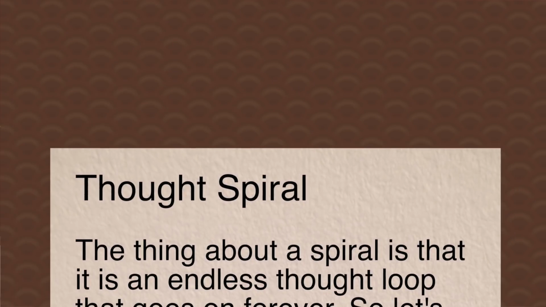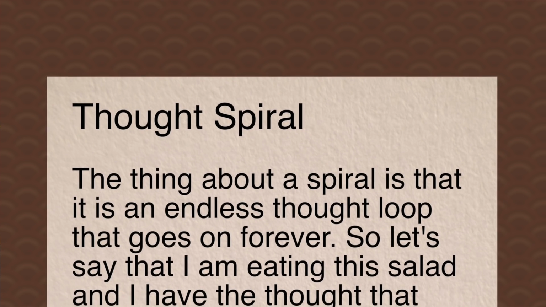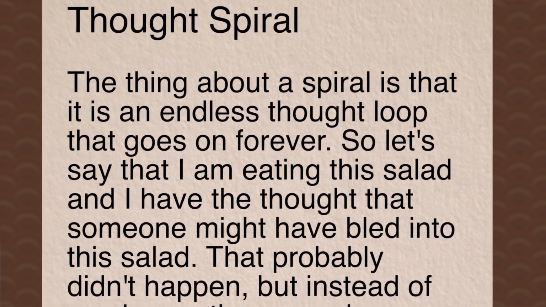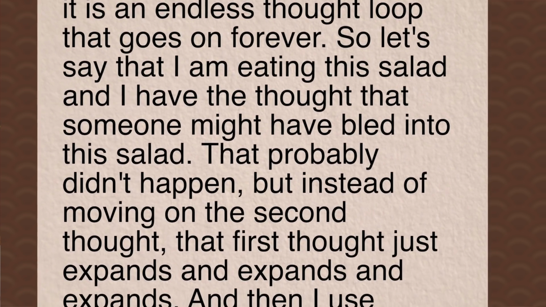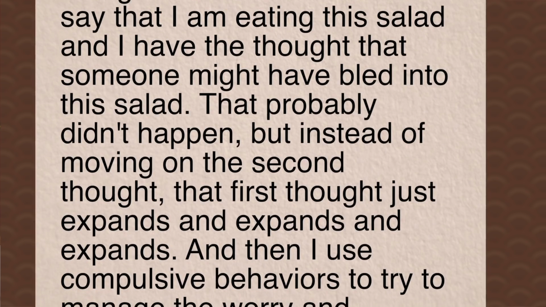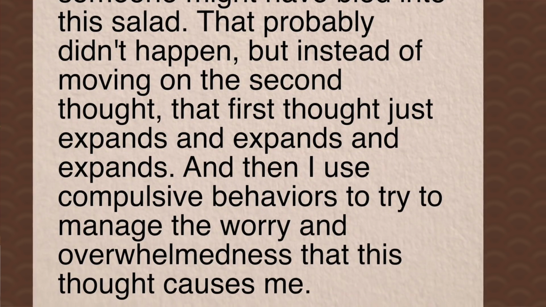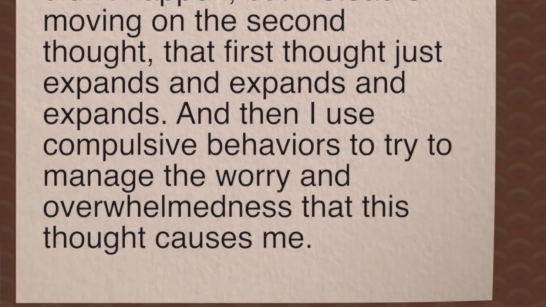The thing about a spiral is that it's an endless thought loop that goes on forever. So let's say that I'm eating this salad and I have a thought that someone might have bled into the salad. Now, that probably didn't happen, but instead of moving on to a second thought, that first thought just expands and expands and expands. And then I use compulsive behaviors to try to manage the worry and the overwhelmedness that this thought causes me.